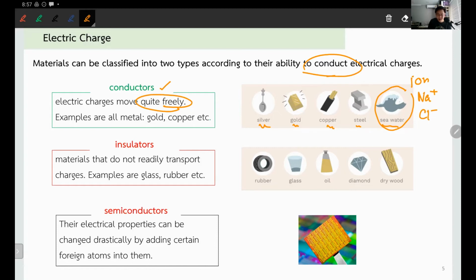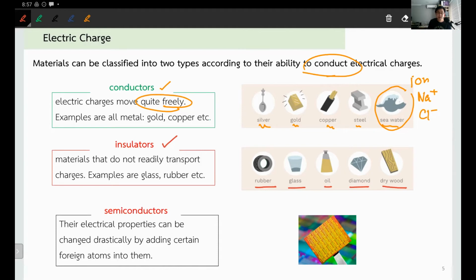On the other hand, you could have an insulator, a material that doesn't really want to let those charged particles travel at all. So you probably agree with me: rubber, glass, oil is not very good, diamond, and wood. These are the stuff that doesn't really conduct electricity. That's why usually you put on a rubber glove, and then you will be safe from getting electrocuted or something like that. Okay, so that's kind of sort of it.